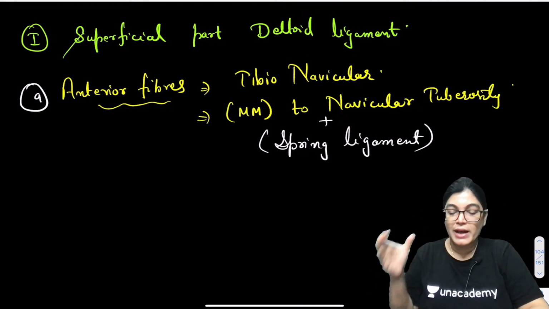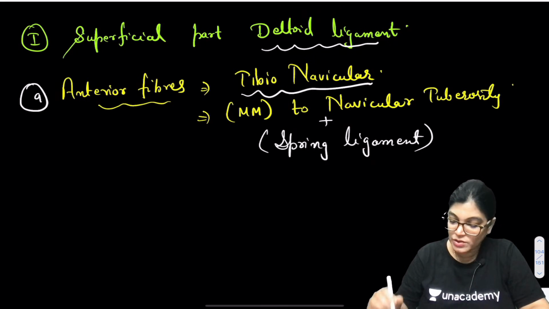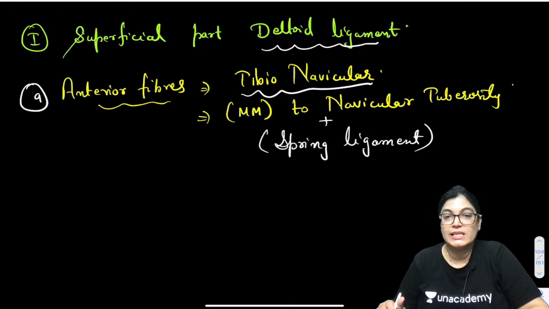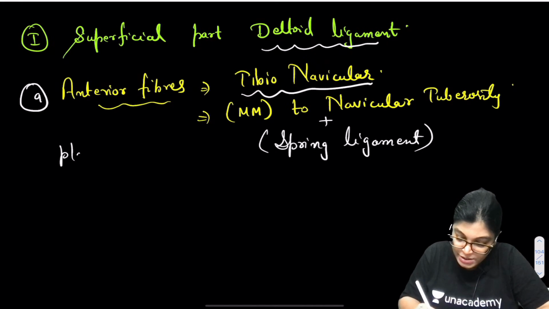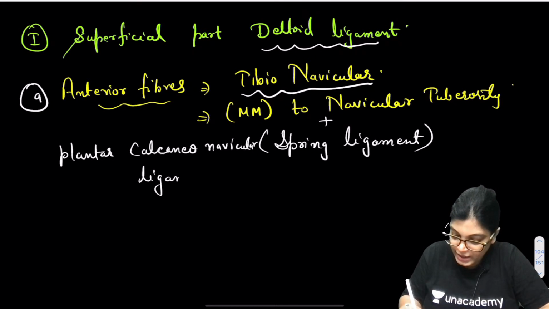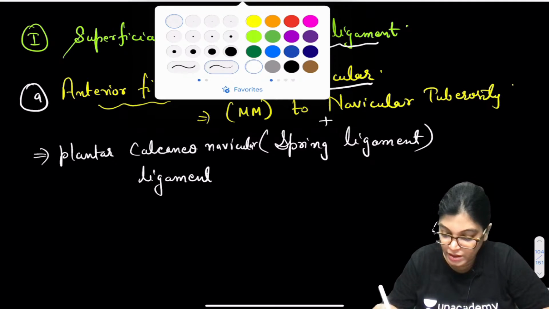The anterior fibers of the deltoid ligament are also called tibionavicular, attaching from the medial malleolus to the navicular tuberosity. What is it also called? It is also called the plantar calcaneo-navicular ligament. Got it? Plantar calcaneo-navicular ligament.